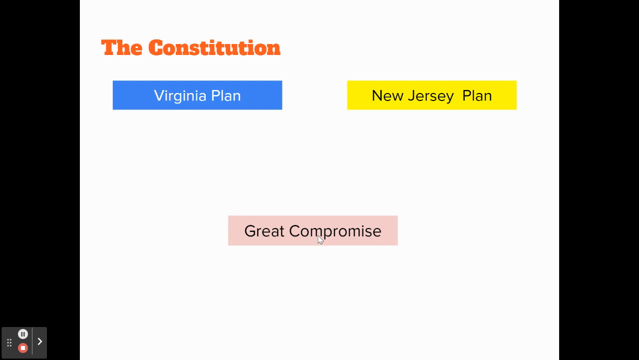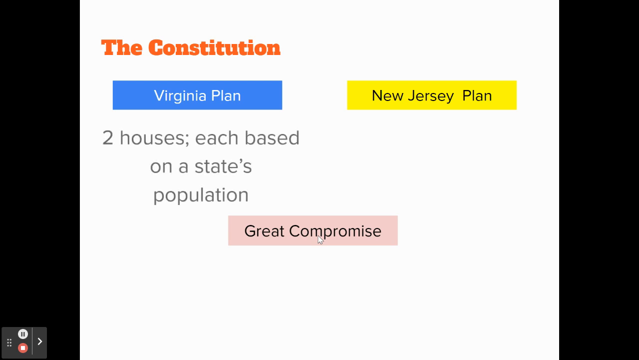And it is one of the biggest things that happens at the Constitutional Convention, that big states and small states disagree over how representation should be based in this new Congress. So at the Constitutional Convention in Philadelphia in 1787, when they're hammering out the details of this new government, the big states propose what becomes known as the Virginia Plan. So this is the big state plan.